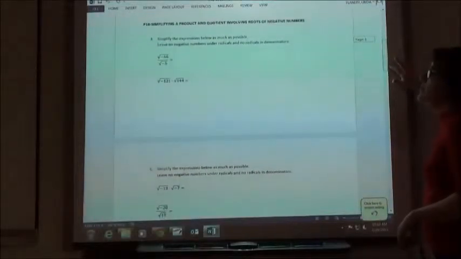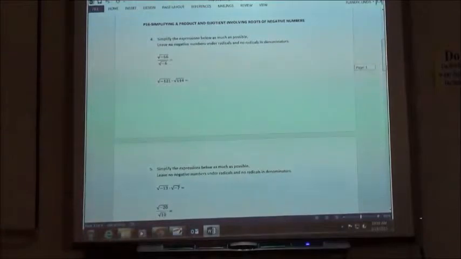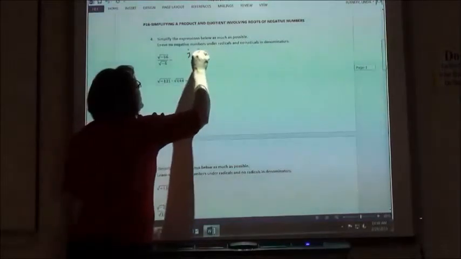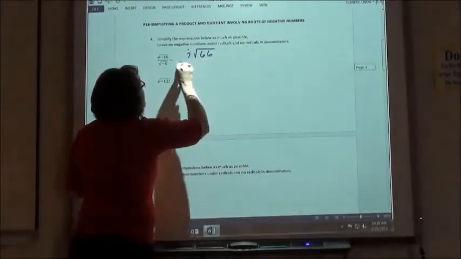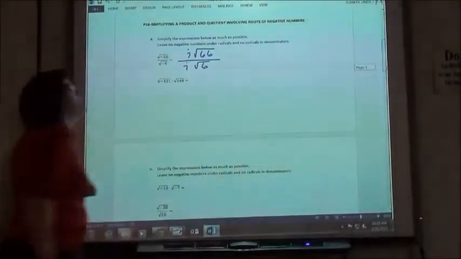So now we're going to do some math with those things. First thing we want to do, there's a negative under the square root of 66, so I am going to make that i square root of 66 on the bottom. Again, that one is negative, so I'm going to make that i square root of 6.